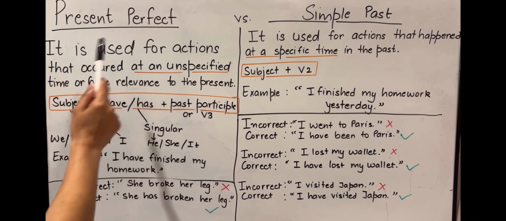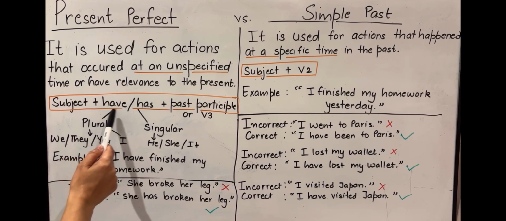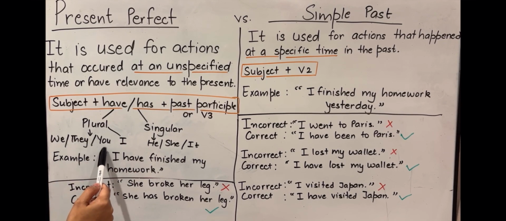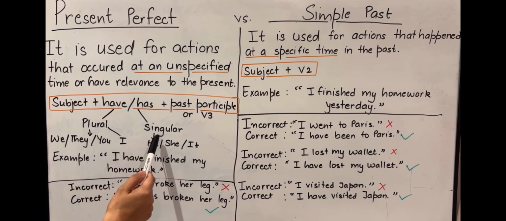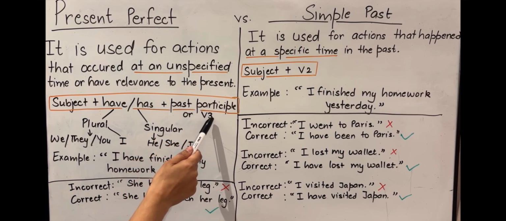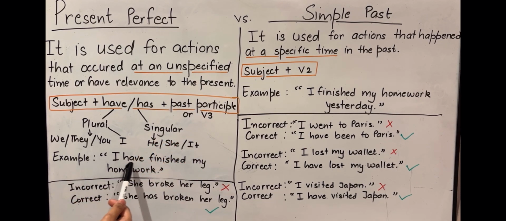So we're talking about present perfect here. The rule for present perfect is subject plus have or has. Have is used for plural nouns: we, they, you. I is an exception which is used with the plurals. Has is used with singulars, which is he, she, it. And then past participle or verb form 3. For example, I have finished my homework. Here the focus is on the work being finished and not when it finished.